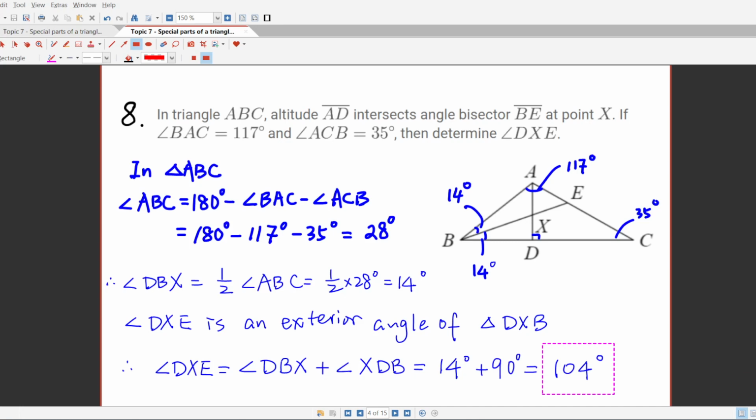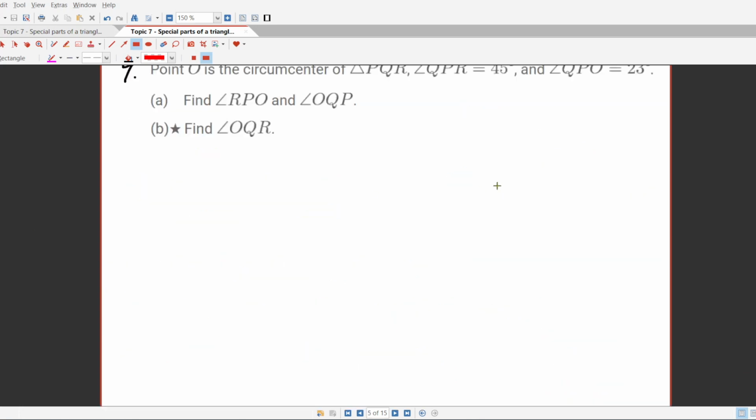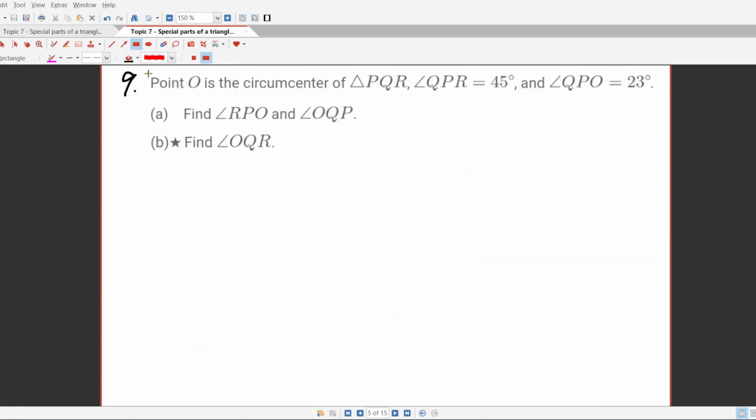All right, if no questions, let's have a look at question number 9. Then we can take a short break. Okay, number 9 has no diagram, so it's better to draw the diagram by yourself. Point O is the circumcenter of triangle PQR. Angle QPR is 45 degrees. QPO is 23 degrees. Find RPO.